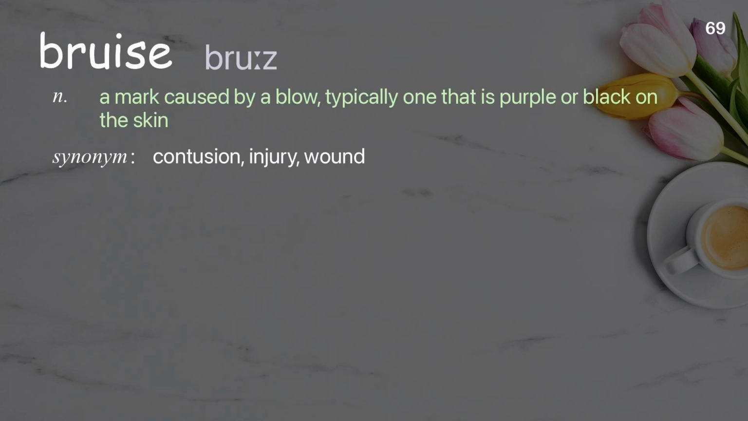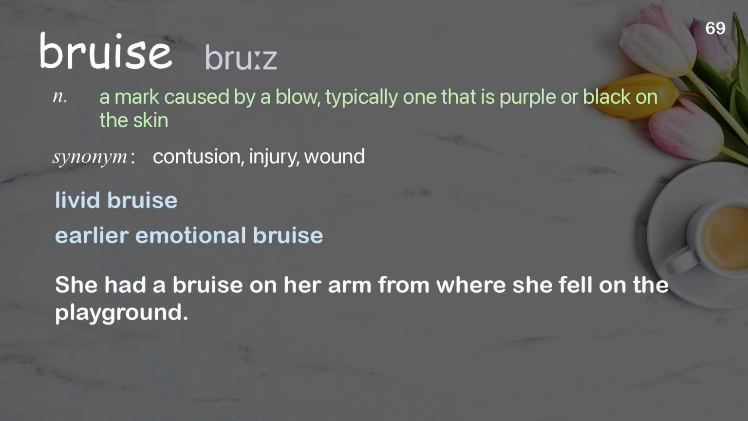Bruise. A mark caused by a blow, typically one that is purple or black on the skin. Examples: Livid bruise. Earlier emotional bruise. She had a bruise on her arm from where she fell on the playground.